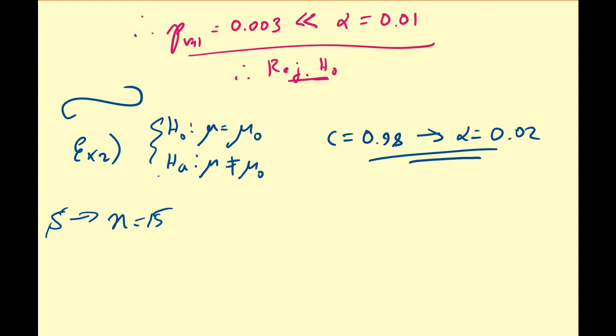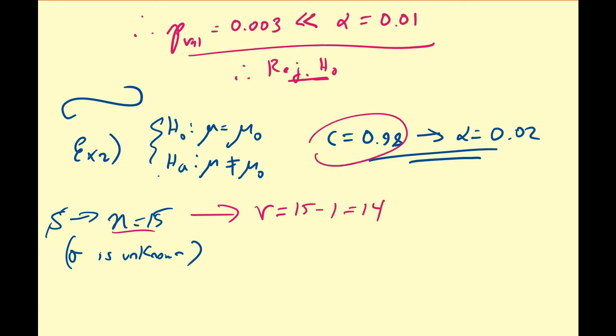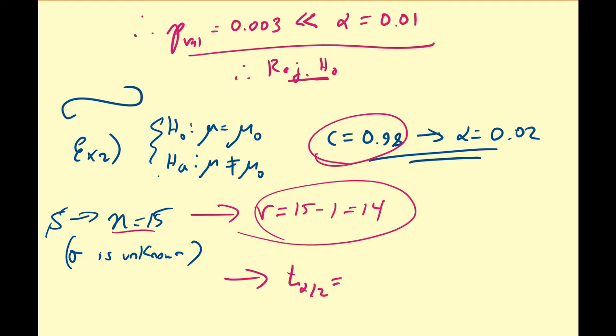If that is true and sigma is unknown, then we can't use a Z test statistic. That means we need to use a T test statistic. So if n is equal to 15, that means the degrees of freedom is equal to 15 minus 1, which is 14. So under this level of confidence and this degrees of freedom, one should be able to find that the critical value T alpha over 2 is going to be equal to approximately negative 2 point.